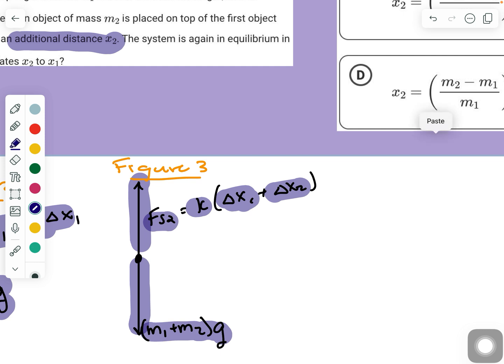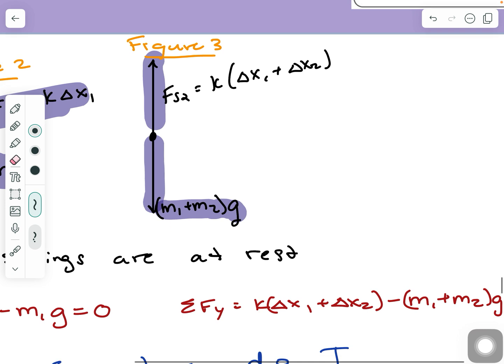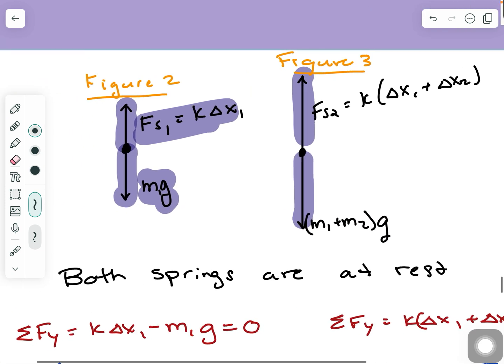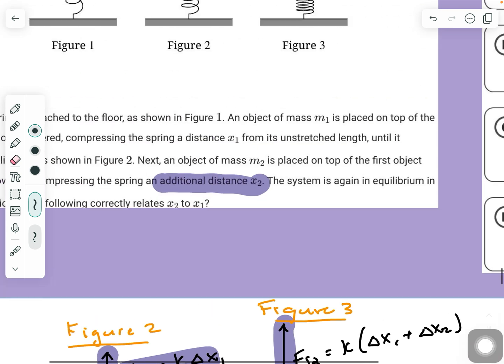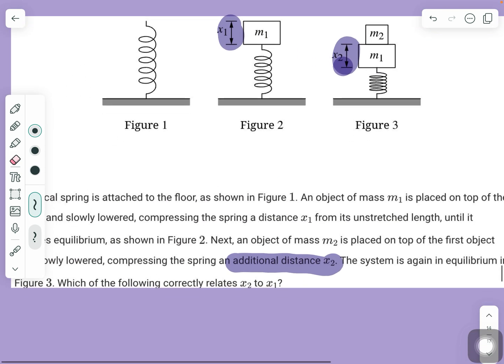So our spring force for the third figure is K times (delta x1 plus delta x2). That seems to be the thing that students miss here when doing it, in addition to the algebra that comes with this. So both springs are at rest. How do I know that? Well, it says that they are slowly lowered.